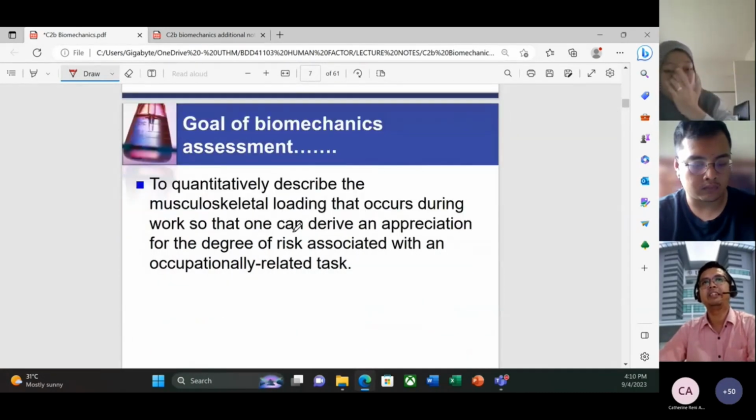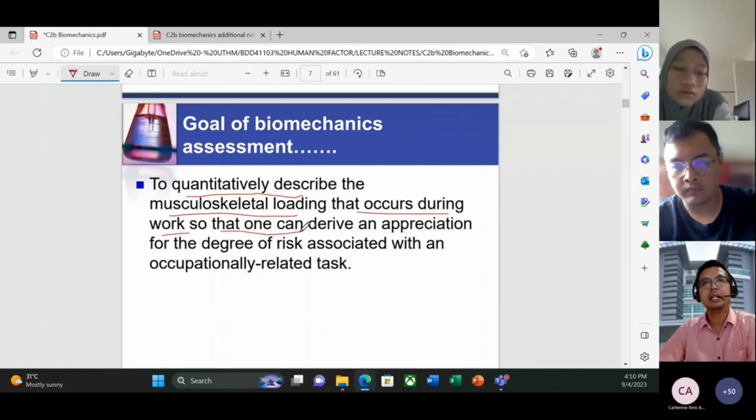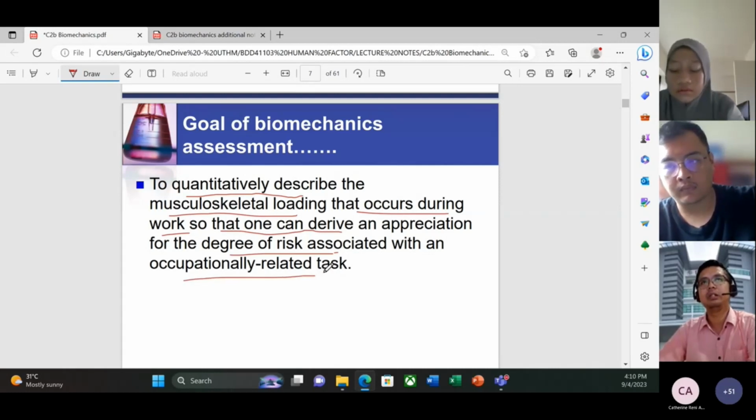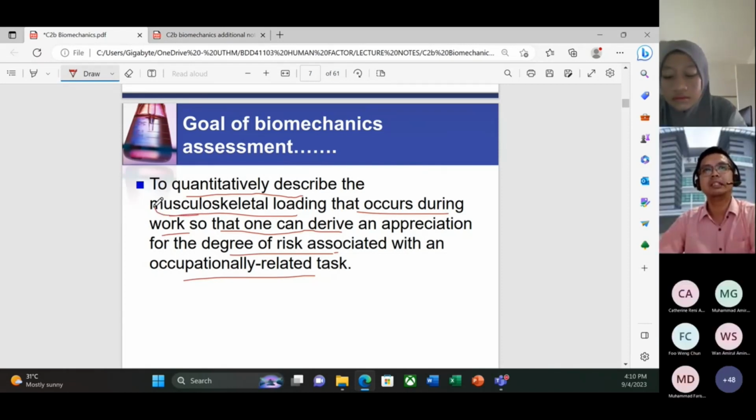So what is the goal of biomechanical assessment? We want to quantitatively describe the musculoskeletal loading that occurs during work, so that one can derive an appreciation for the degree of risk associated with occupational tasks. So this is the goal of our assessments. We want to quantify the musculoskeletal loadings that occur during work, and look at the degree of risk associated with occupational tasks. So it is more about biomechanics of manual handling activities.